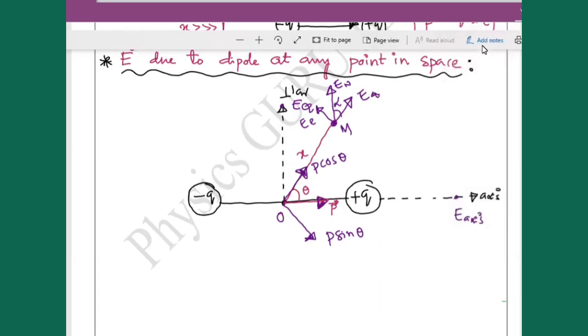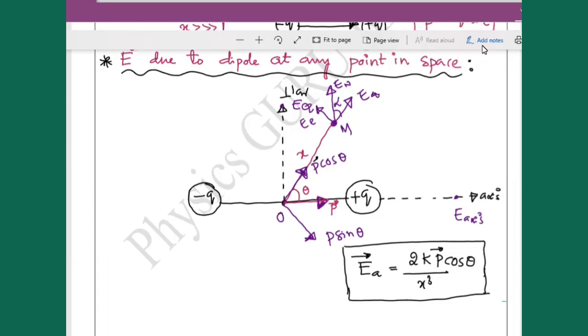Let me write here. If I want E axial from the diagram, can anybody tell what I should write? If I want to write the E axial formula, we already know it is 2kp divided by x cube. But P is in this direction, along the direction of OM, one component of P is there. What is that component? P cos theta. That means I should write P cos theta. That's all. For any point on the axial line, this is the formula. Is this clear to all of you?